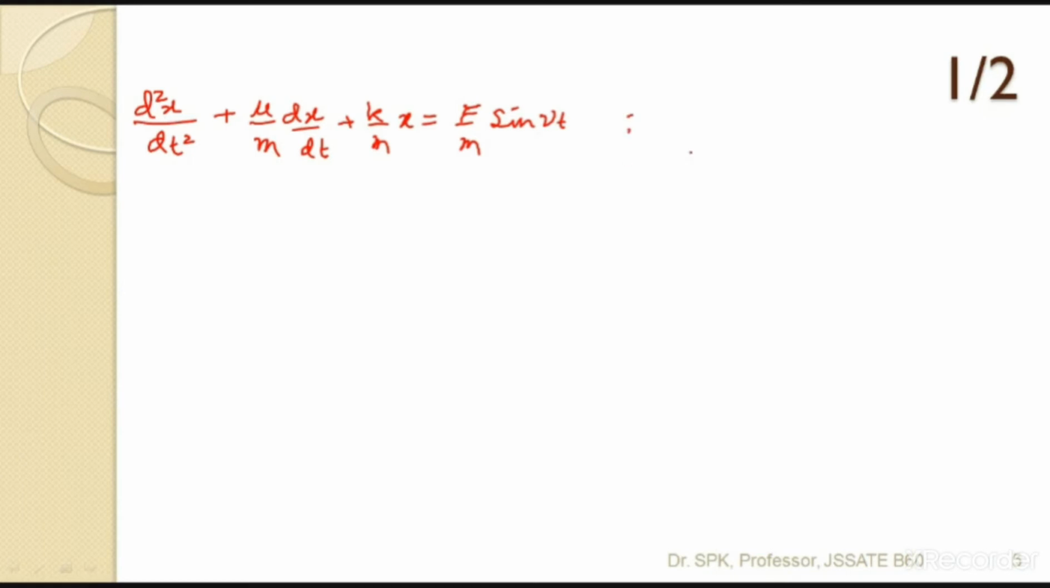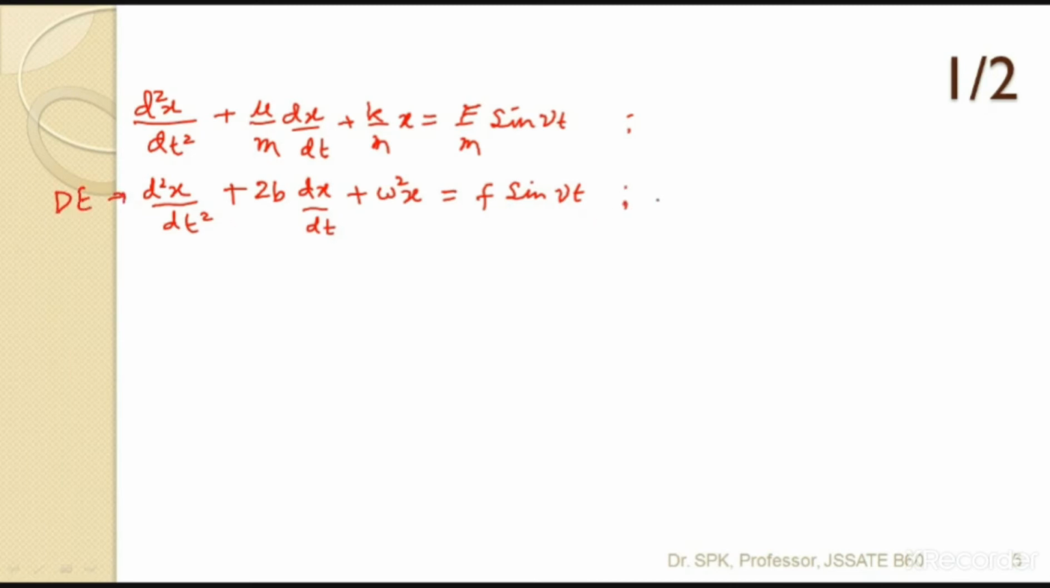What is this f sine of mu t? It is the external periodic force. Here the constants are omega square and f, where this f by m is f. This is x, and this is dx by dt, and here d square x by dt square. This is the differential equation to be solved.